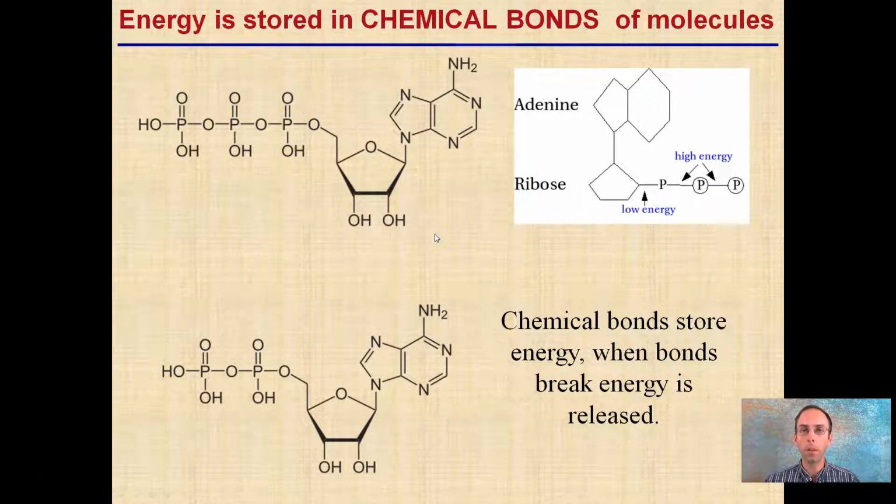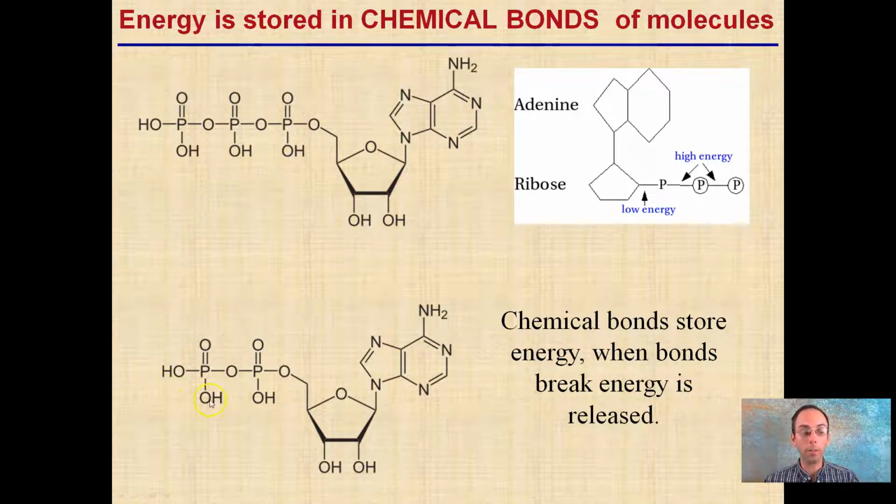So we talk about bond energy. The energy is stored in the chemical bonds of molecules. The chemical bonds are where energy is stored, and when the bond breaks, that energy is released. This is why ATP, with our three phosphates, has the greatest amount of energy, because it has these high energy bonds linking the phosphate molecules together.